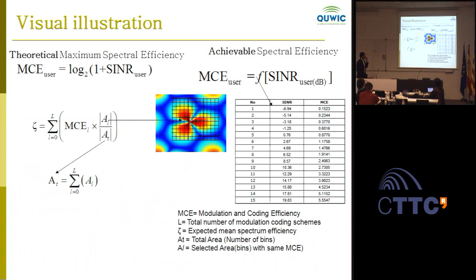So to put it in a visual perspective, you have divided your area into small bins. Instead of B, I'm using A to show its area, and what you are getting here is actually an expected value now. It's expected because it's the probability. This A_L divided by A_T is the probability of that particular modulation and coding pair being used.